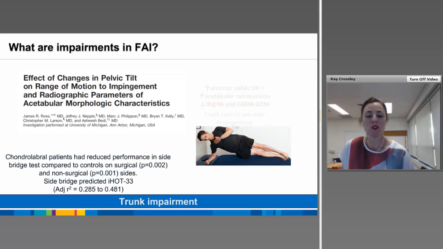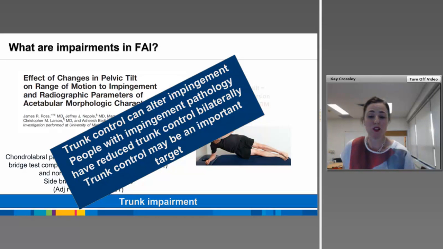We also looked at patients with chondrolabral pathology post-hip arthroscopy, and what we found was that they had reduced performance on the side bridge test compared to healthy controls on both the surgical and the non-surgical side. And we also found that better performance in the side bridge test predicted a higher International Hip Outcome Score, which is a measure of quality of life. So to summarise the trunk involvement, it appears that trunk control can alter impingement and that people with impingement pathology do have reduced trunk control bilaterally. So it seems as though trunk control might be an important target in our rehabilitation program.